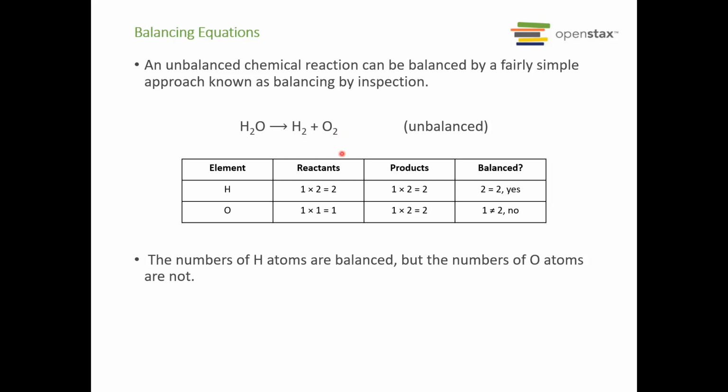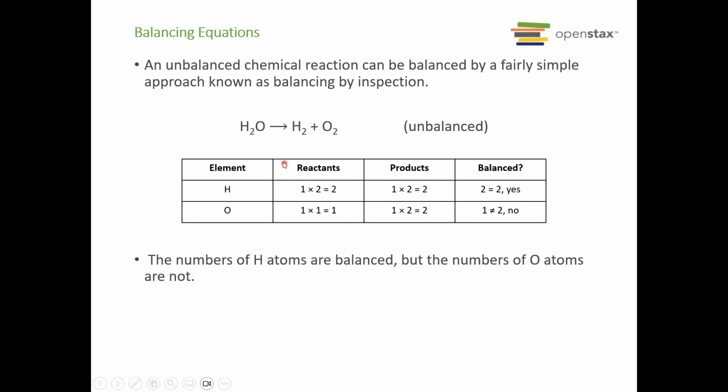So when you're going to balance these reactions, I would recommend making a little bit of a table like this. Sometimes I just do H and O, or whatever the elements are. So H and O on the left, H and O on the right, just so we can keep track of everything. And like we said, we've got 2 hydrogens and 1 oxygen on the left, and 2 hydrogens and 2 oxygens on the right.